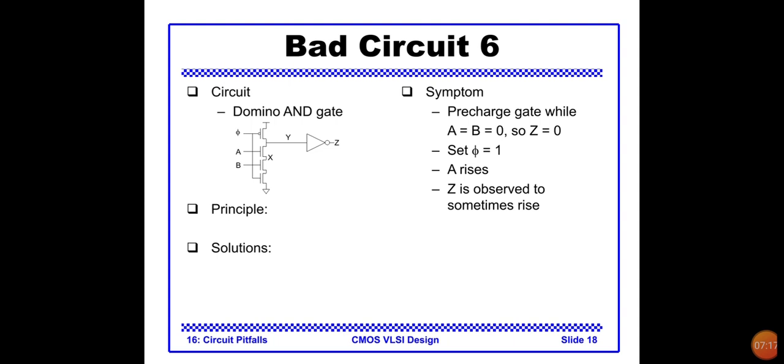Bad circuit 6, the domino AND gate. The symptom: precharge gate while A equals B equals 0, so Z equals 0. Set phi equal to 1, A rises, Z is observed to sometimes rise.